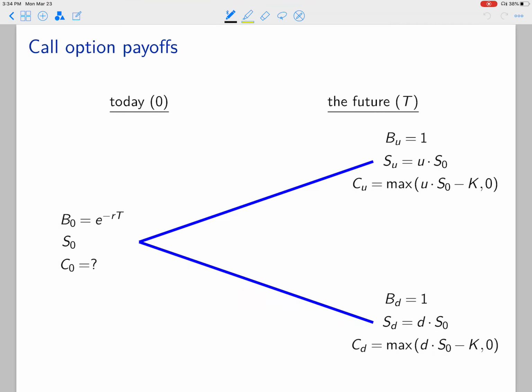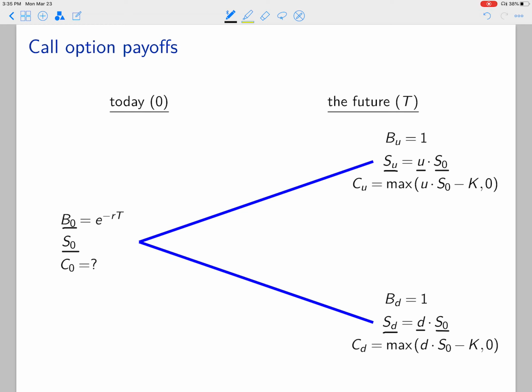Okay, let's start by adding the call option to our previous binomial model. Originally, we had just two assets, the stock and the bond. The stock had a price of S0 today. This was known. And the stock's payoff was random at date T. It depended on the state of the world. In the up state of the world, the stock's payoff was S sub U. This was equal to the gross rate of return U multiplied by today's price S0. In the down state of the world, the stock's price was S sub D. This was equal to the gross rate of return D times S0, today's price.